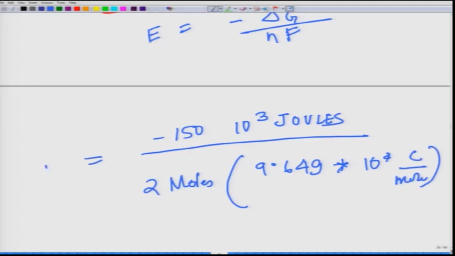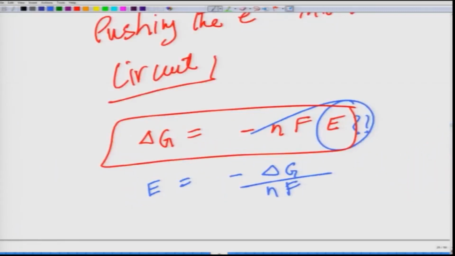Now, if you calculate this value, there is a minus already here, and this equation also comes with a minus. So, this minus cancels. And oh, by the way, I haven't mentioned that what you are calculating is the voltage produced by the chemical reaction.